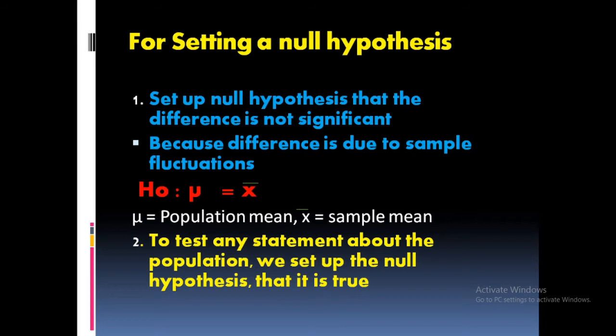In the process of a statistical test, the hypothesis is rejected or accepted based on a sample drawn from the population. Understood? So a statistical hypothesis is actually a null hypothesis. You have to take care while setting up the null hypothesis. Keep in mind that we set up a hypothesis that the difference is not significant. Clear? The difference is not significant. That is a very important point.